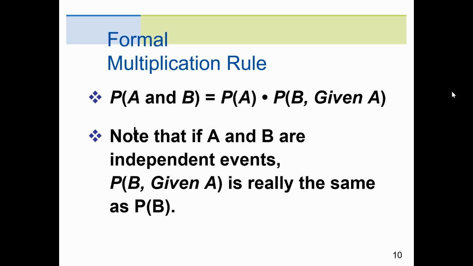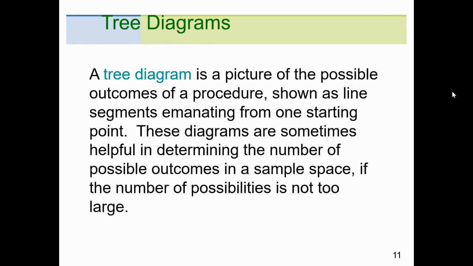The formal multiplication rule to find the probability of A happening first and B happening second is to take the probability of A times the probability of B, given that A has already happened. Note, if these events are independent, the probability of B given A is really the same thing as the probability of B, because you don't have to adjust anything. It's like rolling a die twice and getting a 5 both times. One has nothing to do with the other. In finding the probability of a 5 on the second toss of a die, you don't have to adjust anything. The fact that a 5 came out the first time has nothing to do with a 5 coming out when you roll the die a second time.